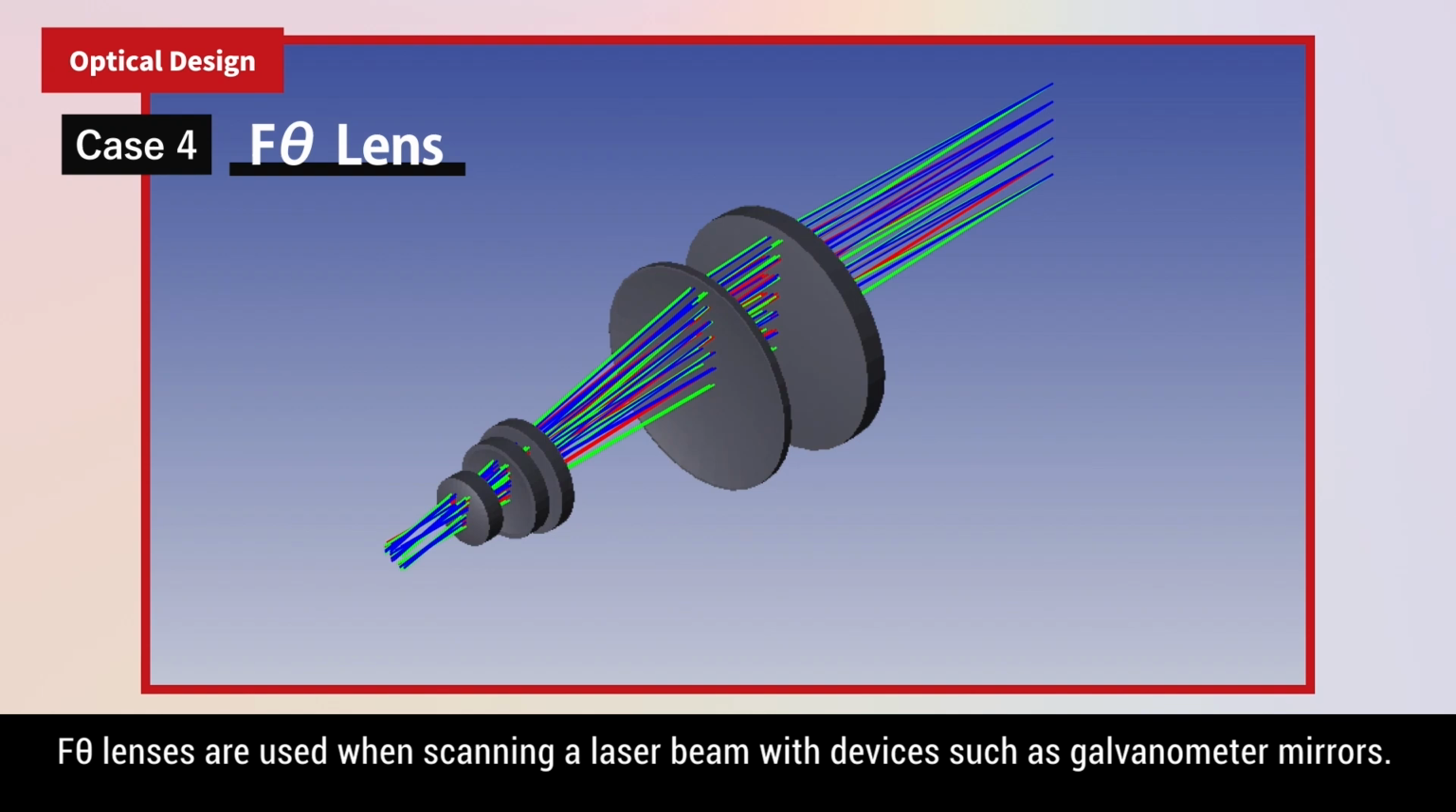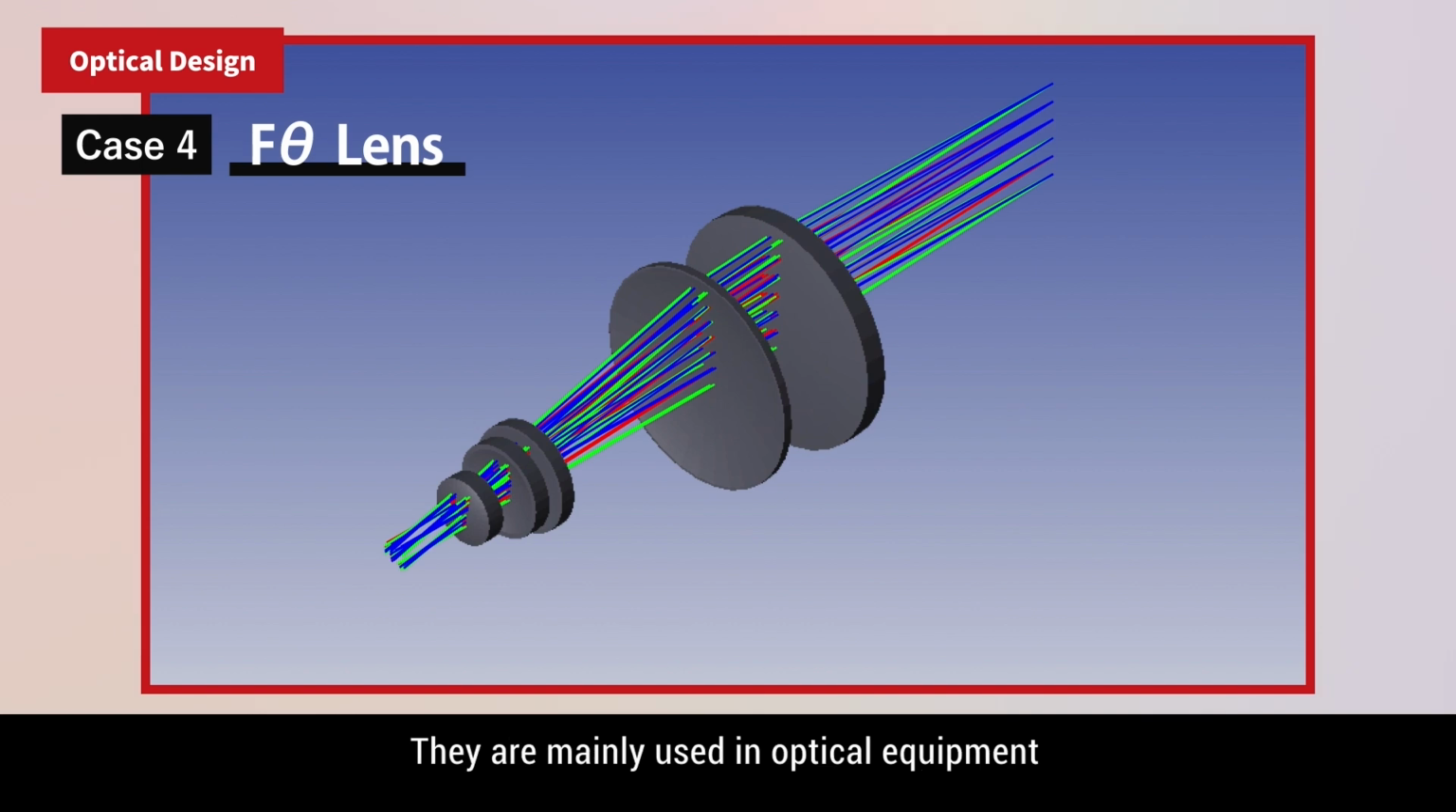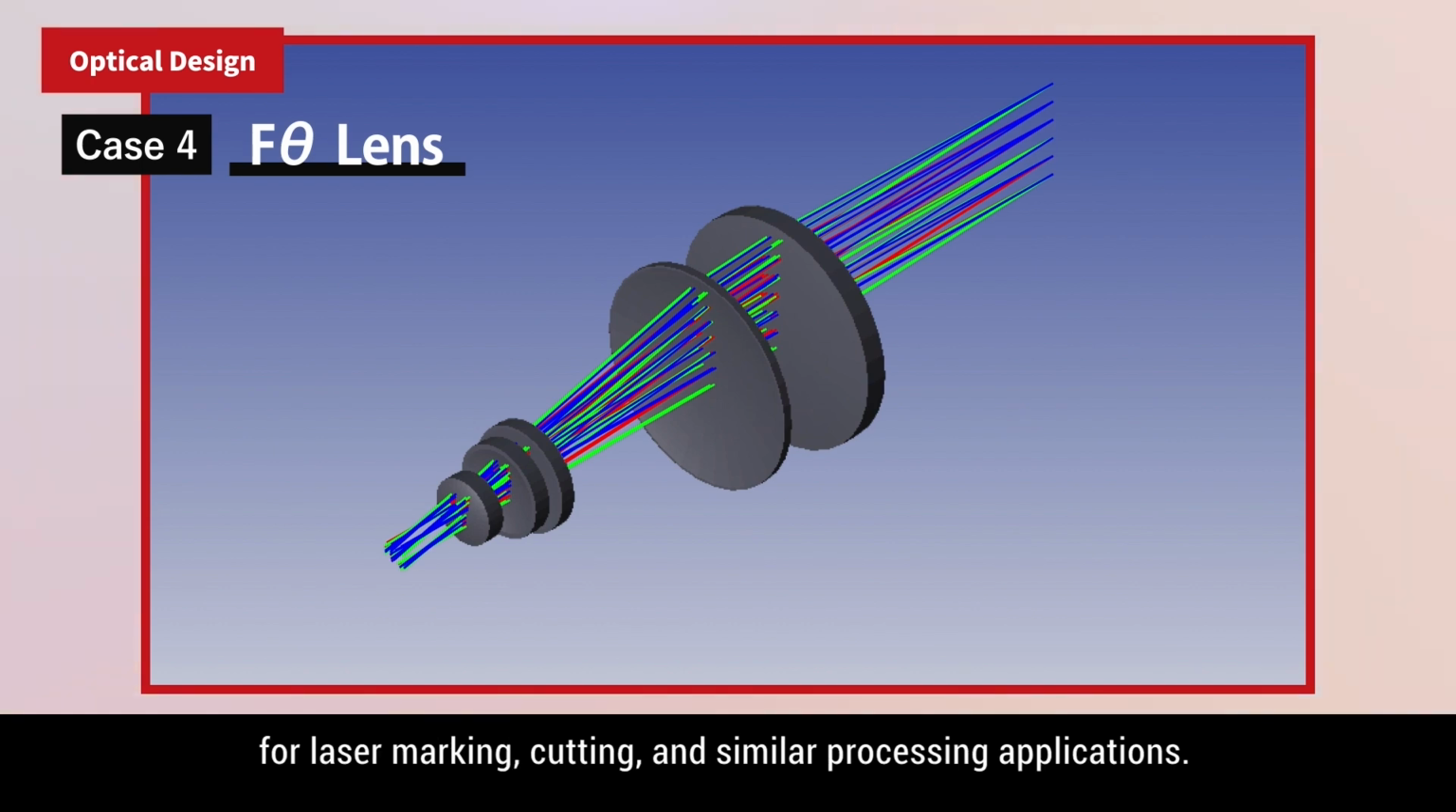F-theta lenses are used when scanning a laser beam with devices such as galvanometer mirrors. They are mainly used in optical equipment for laser marking, cutting, and similar processing applications.